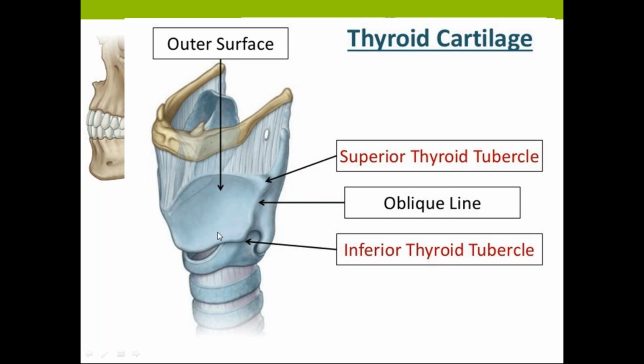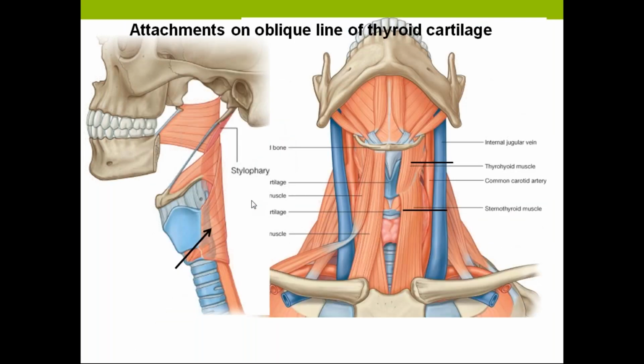In the outer surface, you can see an oblique line which extends from the superior thyroid tubercle to the inferior thyroid tubercle. This oblique line gives attachment to three muscles. You can see the strap muscles here, that is the infrahyoid muscles. This muscle is the sternohyoid, this is the sternothyroid, and this is the thyrohyoid muscle.